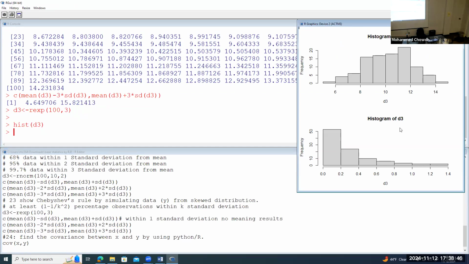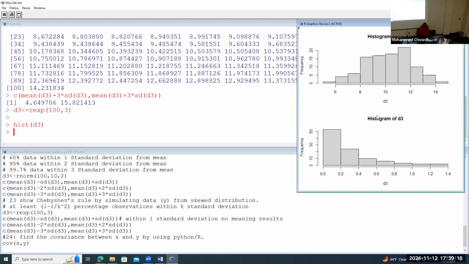Okay. Now in this data that I have generated, if you construct within one standard deviation, it does not make sense, because 1 minus 1 over k squared, with k equal to 1, gives 1 minus 1 equal to 0%. That within one standard deviation does not give any fruitful results. But if you do 2 standard deviations, 3 standard deviations, then you will get at least that percentage of observations falling within that distribution.